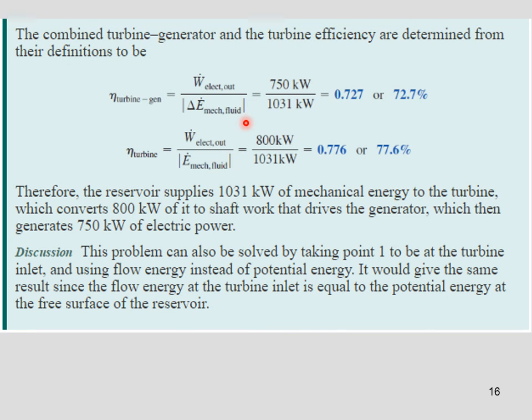So now it's a simple matter to calculate our efficiencies. We just calculated the denominators, how much energy we had to put into the thing. For the combined efficiency, it's 750 kilowatts out, so it's 72.7% efficiency. And for the turbine itself, it's 800 kilowatts divided by 1,031 kilowatts, or 77.6%. So we can conclude that the reservoir supplies 1,031 kilowatts of mechanical energy to the turbine, which converts 800 kilowatts of it to shaft work that drives the generator, which generates 750 kilowatts of electrical power.